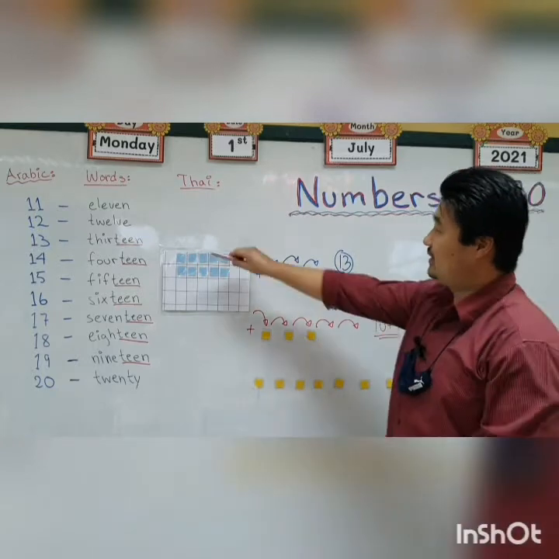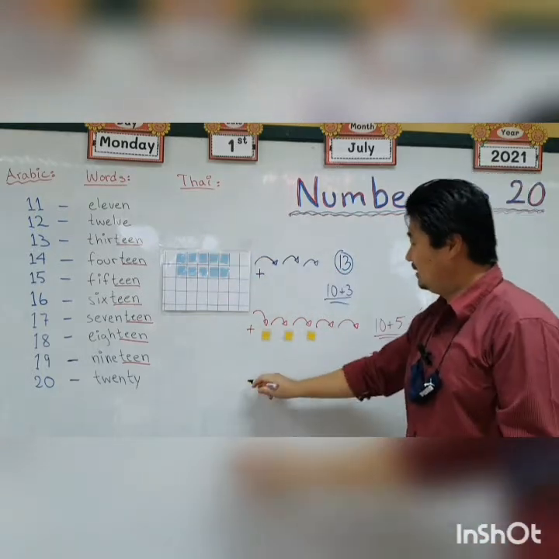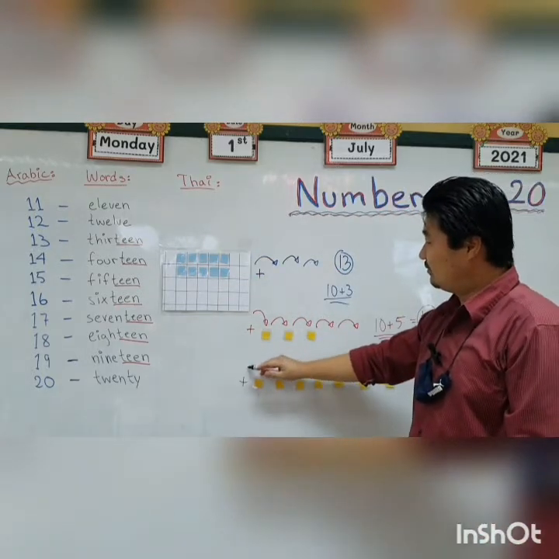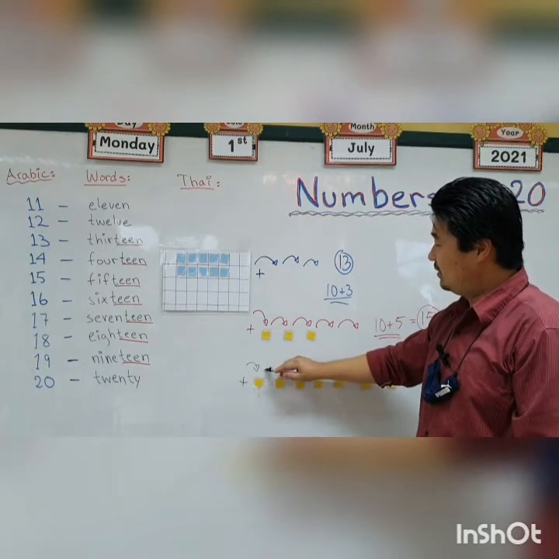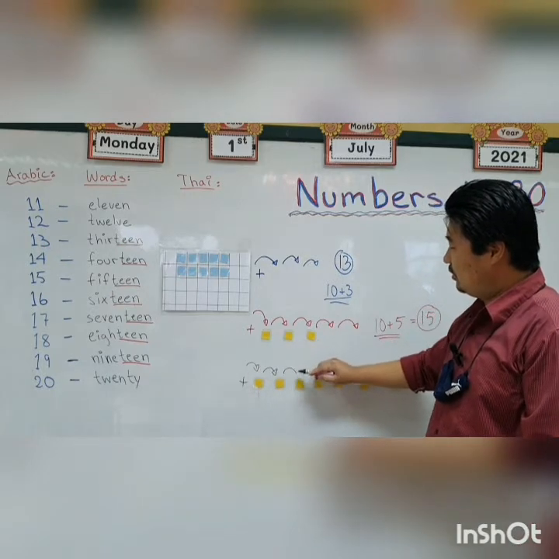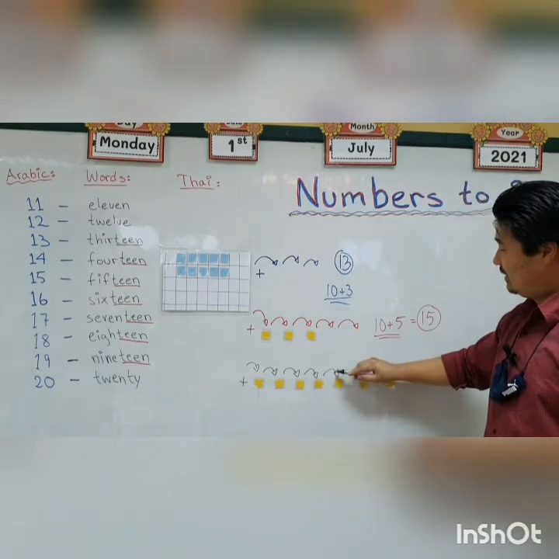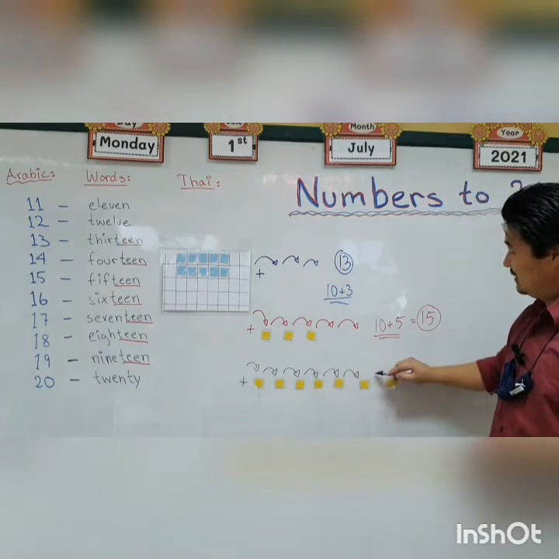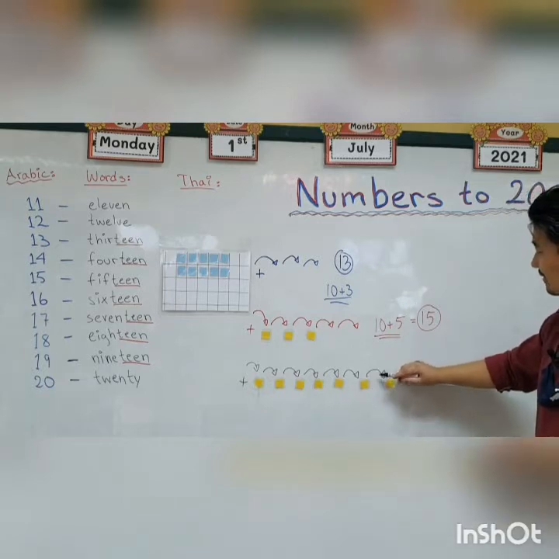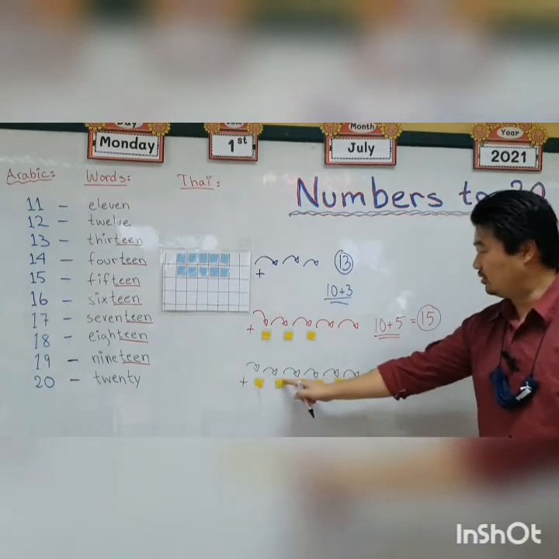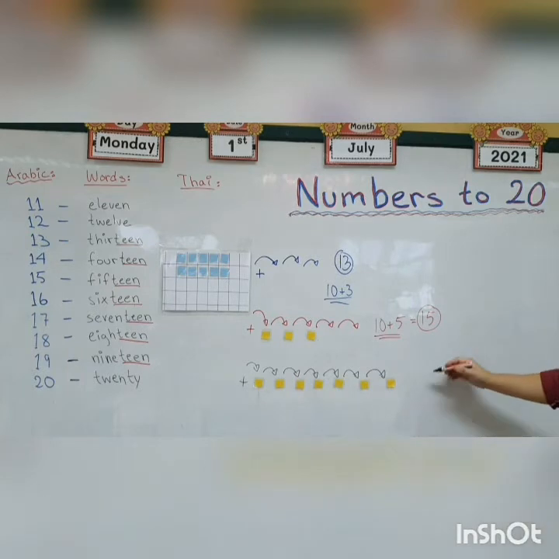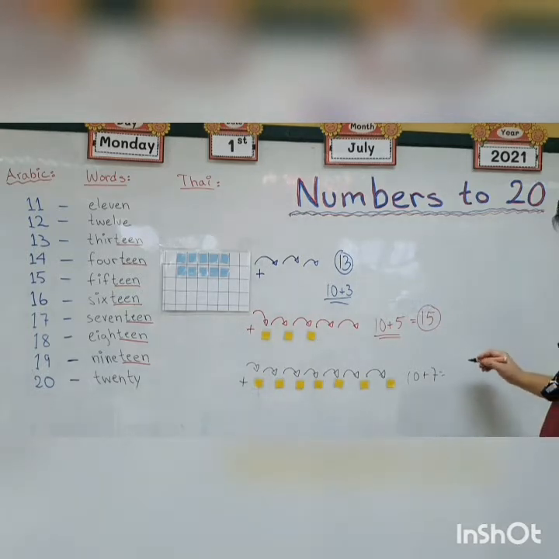Okay, so we use these 10 again, 10 plus, and let's count on 1, 2, 3, 4, 5, 6, and 7. So 1, 2, 3, 4, 5, 6, 7, 10 plus 7 equals 17. Good.